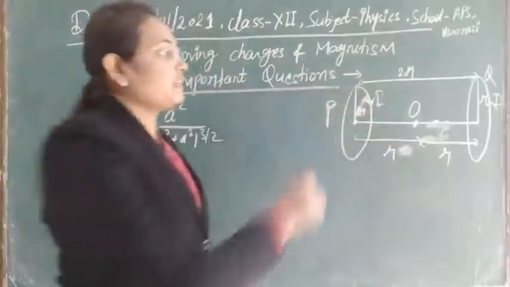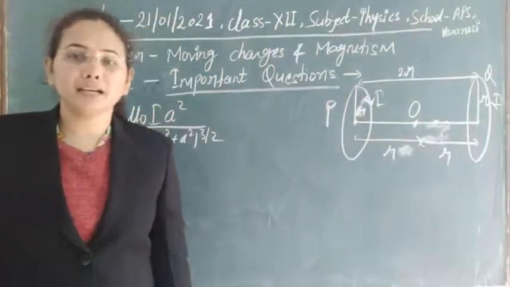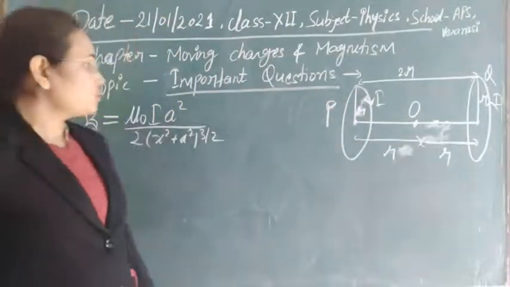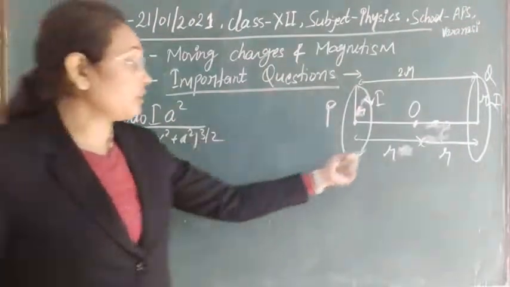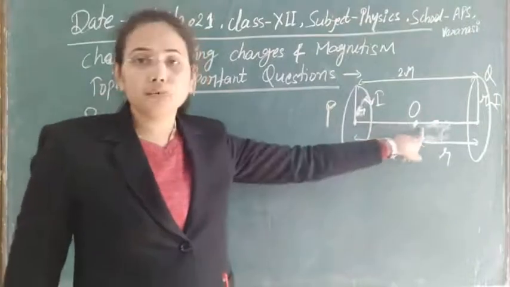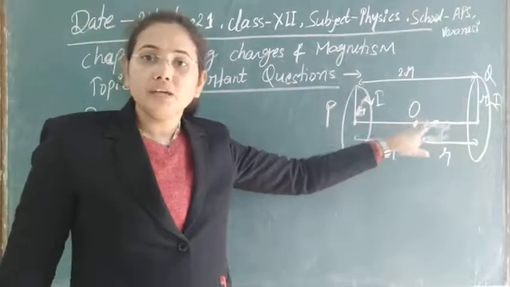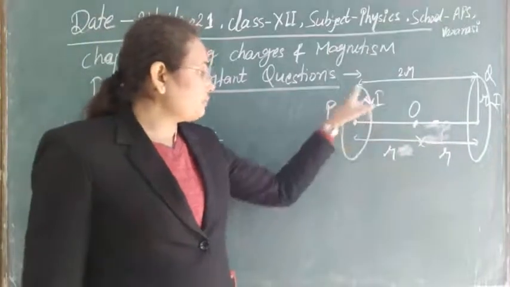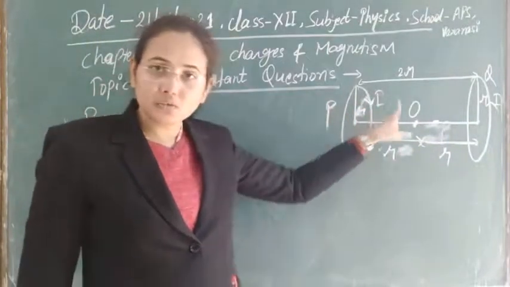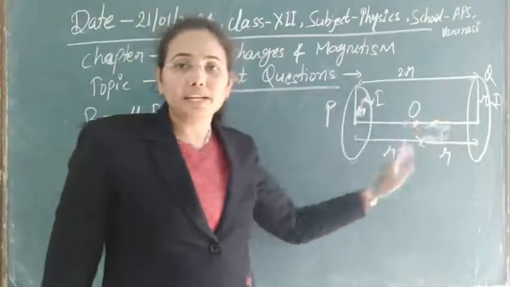Now we have all the things, and we have to find out what will be the magnetic field at this point O. Obviously you are seeing again here the concept of a circular coil, and this point is an axial point at which we have to find the magnetic field. So first of all, just find the magnetic field due to the first coil and due to the second coil.